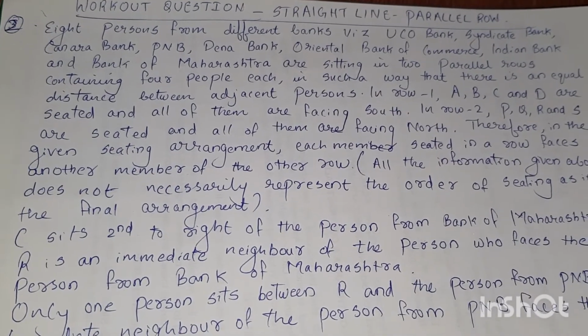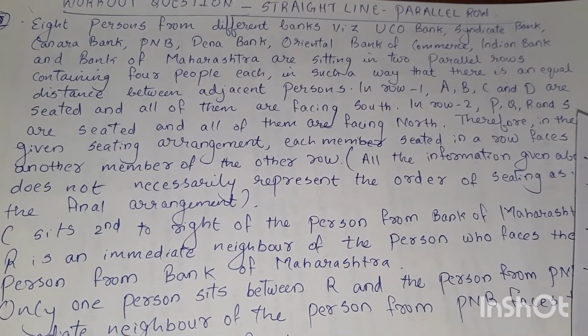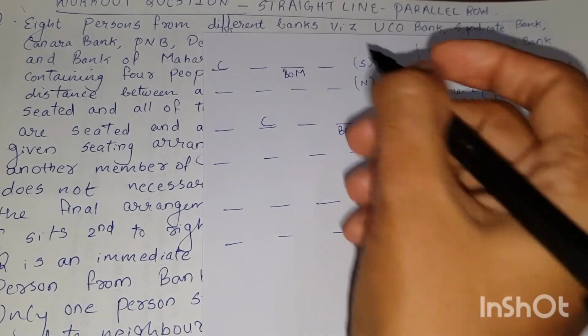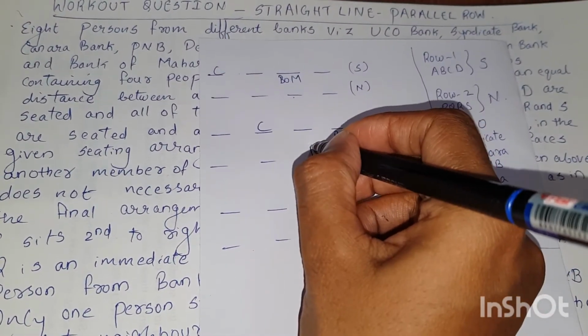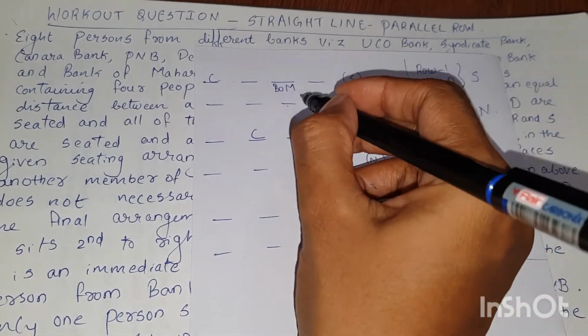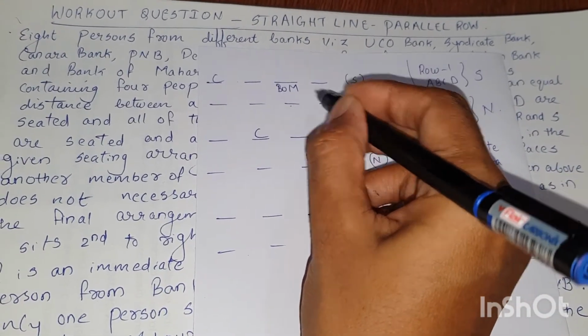R is an immediate neighbor of the person who faces the person from Bank of Maharashtra. So in this case we can see that R is here only, but in this case there are two possibilities, R can be here, R can be here.